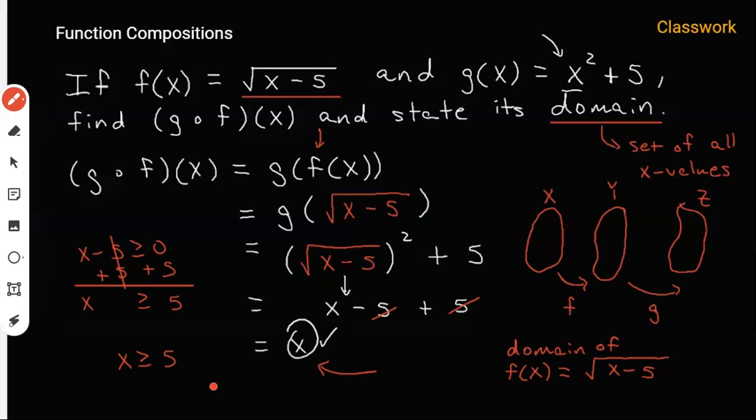Because if you choose numbers that are less than 5, like 4, you're going to have 4 minus 5 on the inside right here, which is negative 1, and you can't take the square root of negative numbers. So the domain is going to be x greater than or equal to 5. And that's the domain of a composite function. I hope that helps.